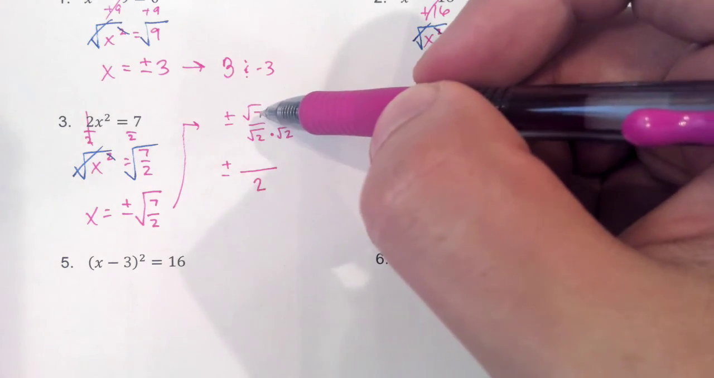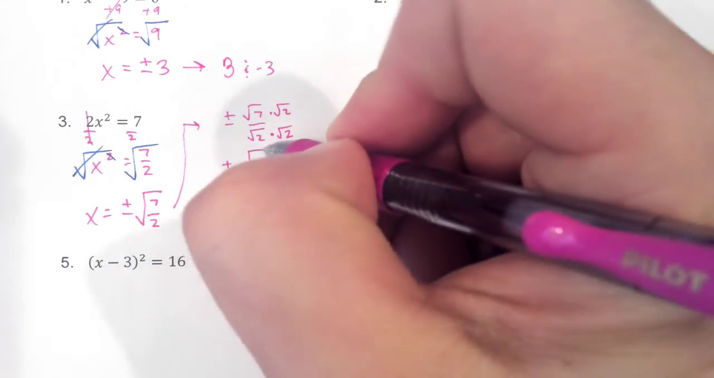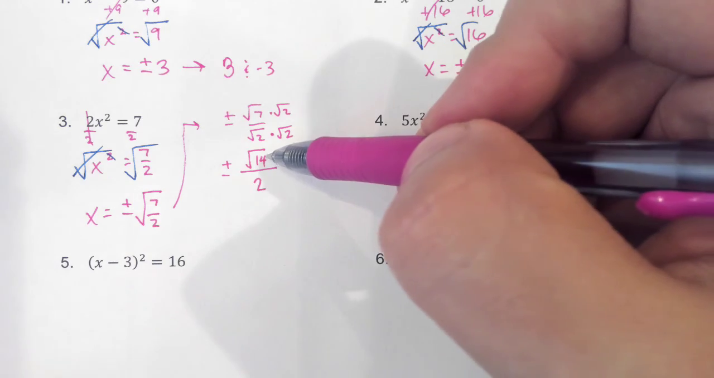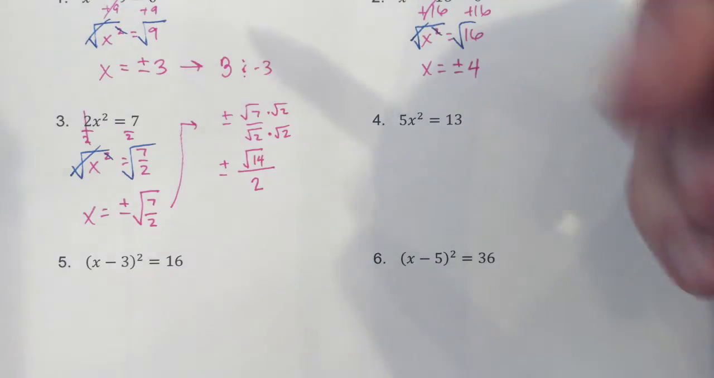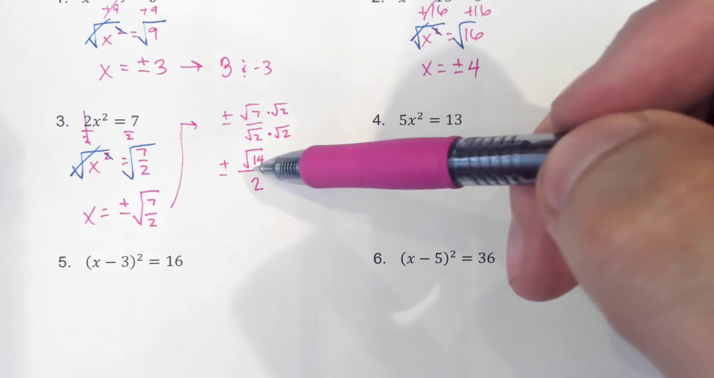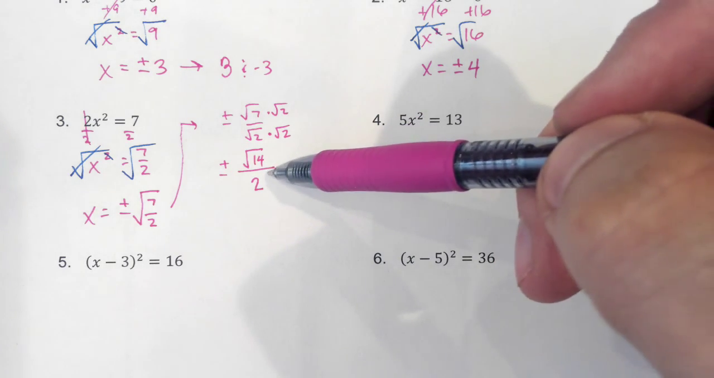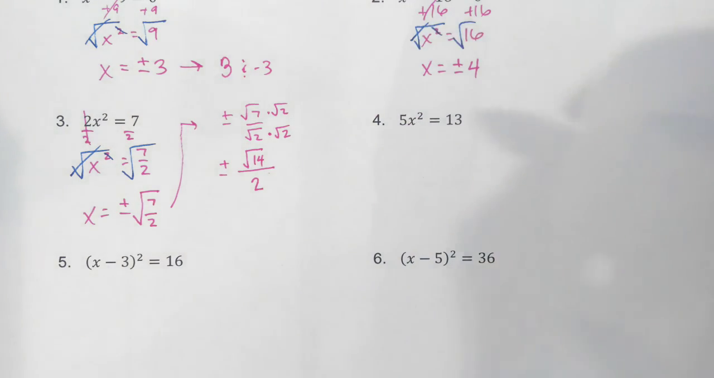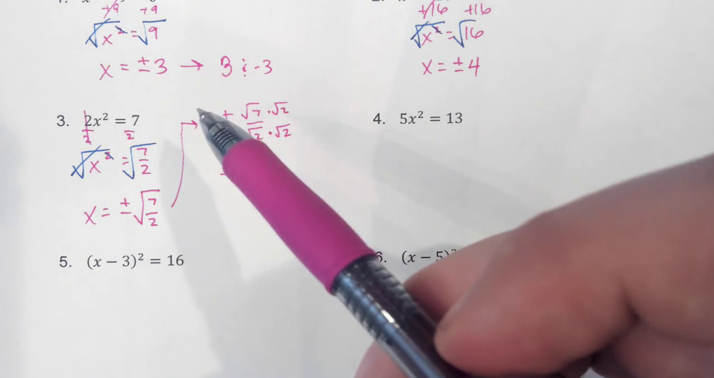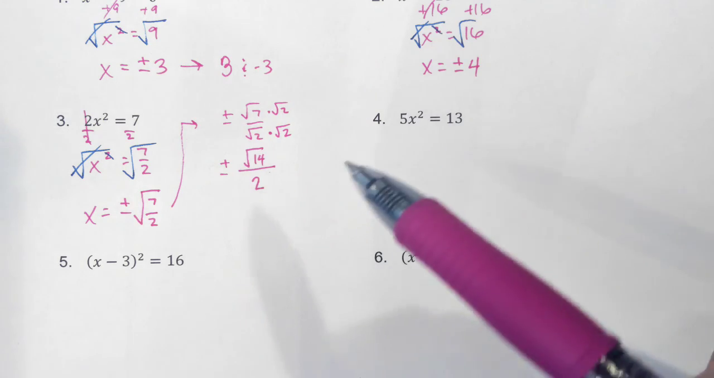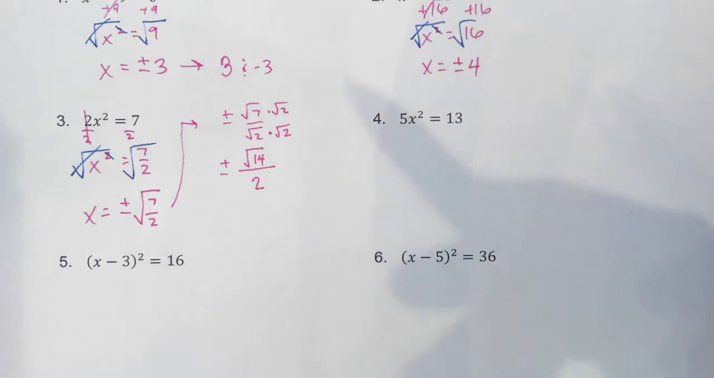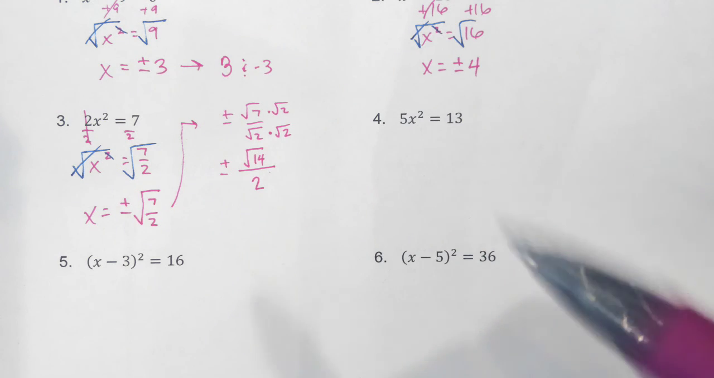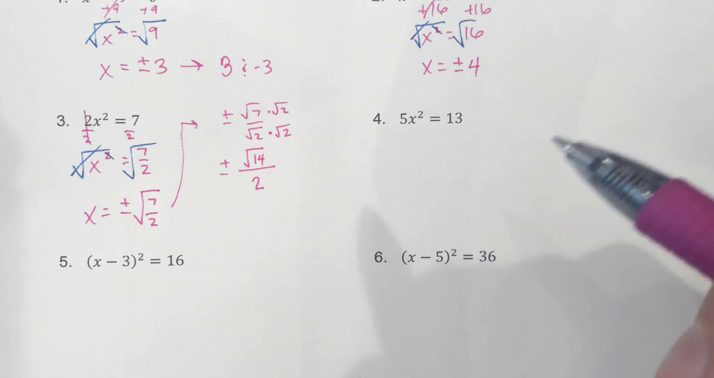On top, the square root of 7 times the square root of 2 is the square root of 14. There is no perfect square that divides 14, so that's as simplified as it gets. So it's plus or minus the square root of 14 over 2. So both irrational answers. That would be one you couldn't have factored, and we wouldn't have been able to solve it. But now we know that we can solve it. And once again, the answer doesn't look great, but it is the answer to the equation.